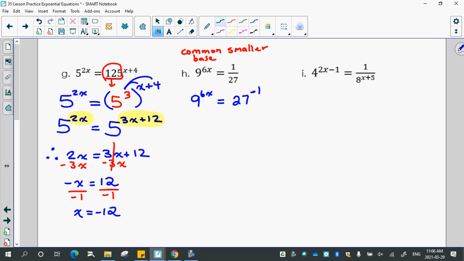Once I've done that, now here's where I look and see, can I write 27 as 9 to the something? Well, 9 squared is already 81. So now I look for a common smaller base. Is there a common smaller base where I could write 9 as that to the something and 27? 3, yes. Okay, so I can rewrite 9 as 3 to the power of 2, that's still to the 6x. And I can rewrite 27 as 3 to the power of 3, and that's still to the negative 1.